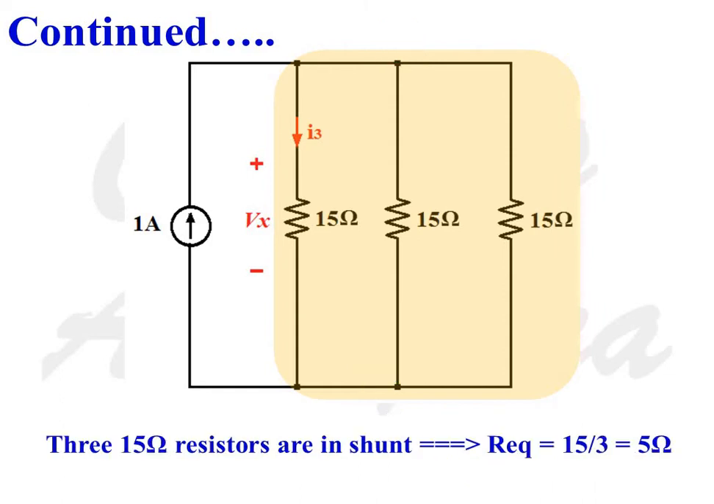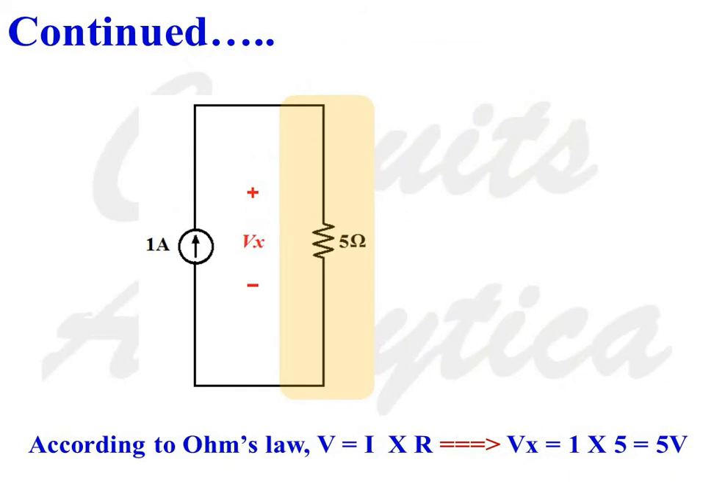So these three 15 ohm resistors are connected in shunt. These three 15 ohm resistors can be replaced with a single resistance of value 5 ohms. According to Ohm's law, Vx is equal to 5 ohms into 1 ampere. That means Vx is equal to 5 volt.